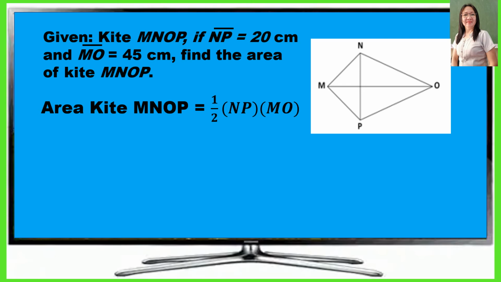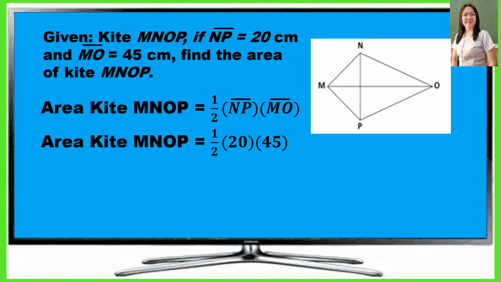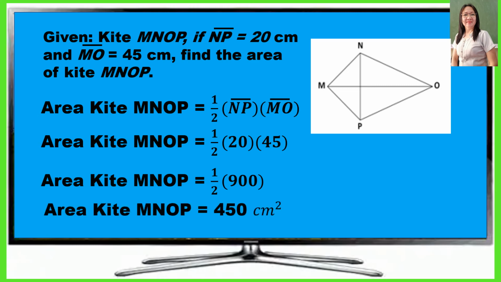So 1/2 times NP times MO. Then by substitution, the length of NP is 20 and the length of MO is 45. Multiplying 20 and 45, that is 900. And 1/2 of 900 is 450. Therefore, the area of kite MNOP is 450 square centimeters.